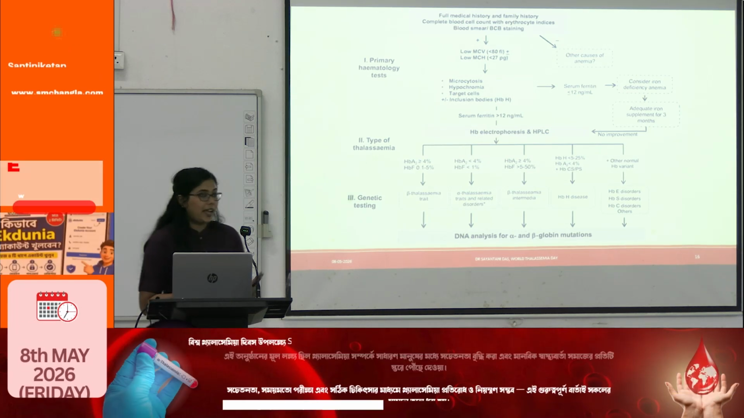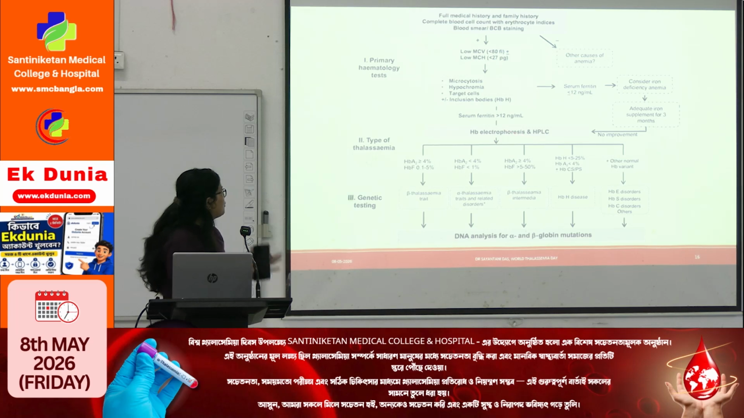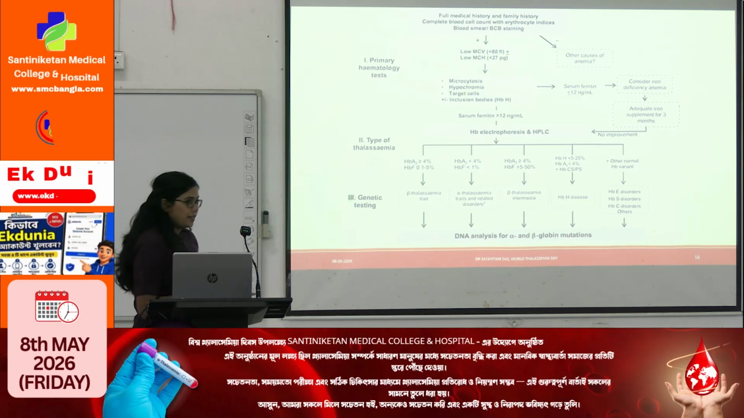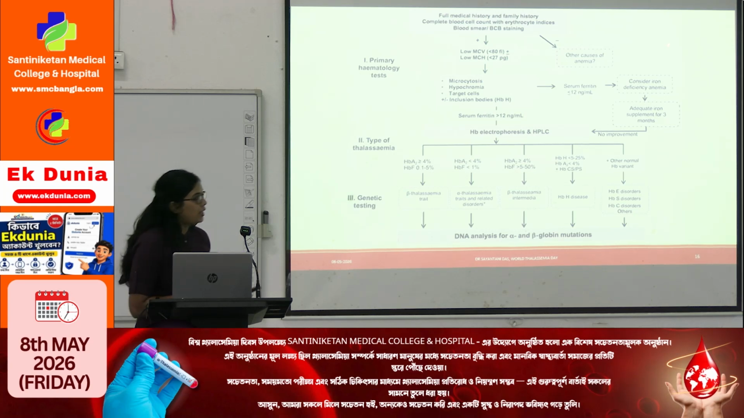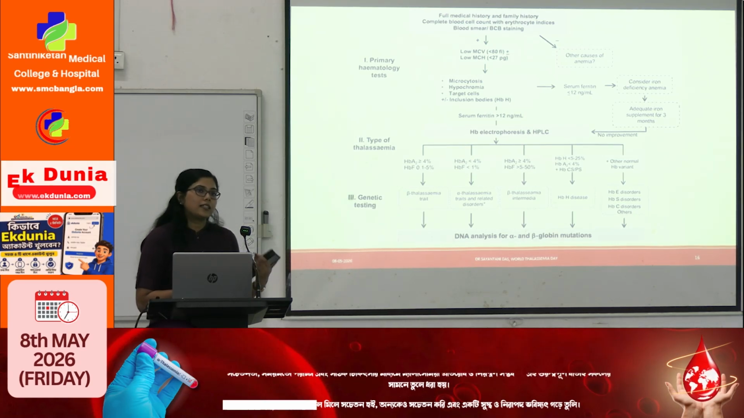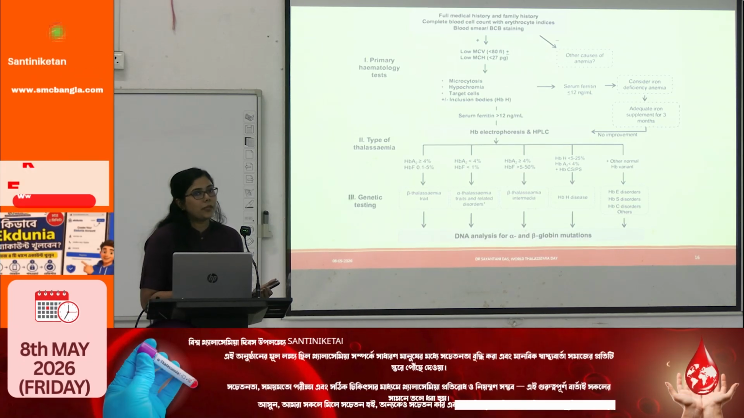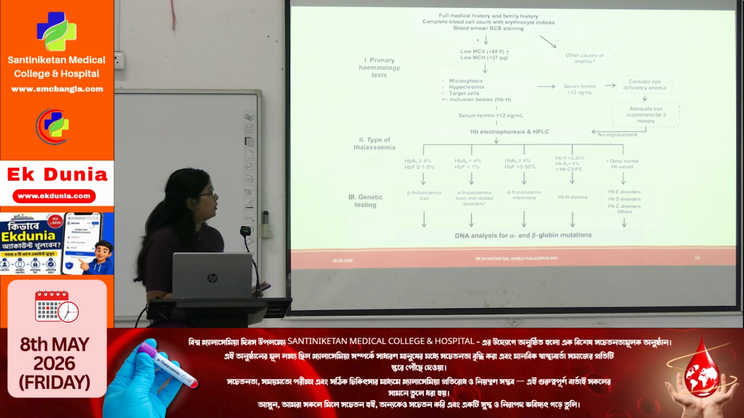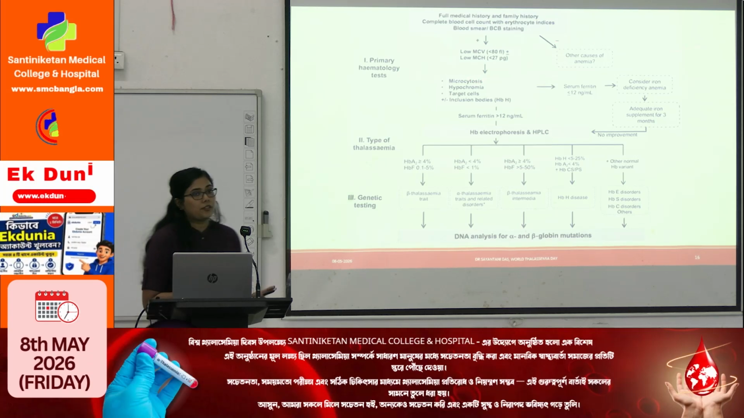And finally, I would like to summarize the flowchart of laboratory testing. Here we can see that first we have to take full medical history and family history, and then do the complete blood count and also do peripheral smear study along with reticulocyte counting using a supravital stain. After this study, we check if there is low mean corpuscular volume or low mean corpuscular hemoglobin, that is less than 80 femtoliter of MCV and less than 27 picogram of hemoglobin.